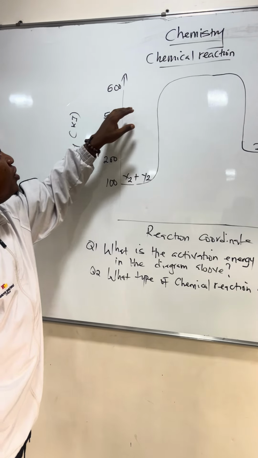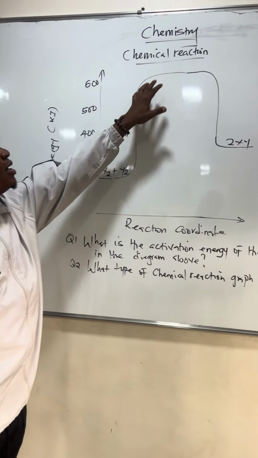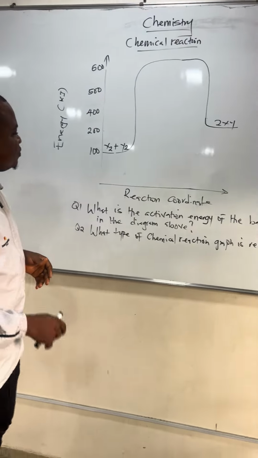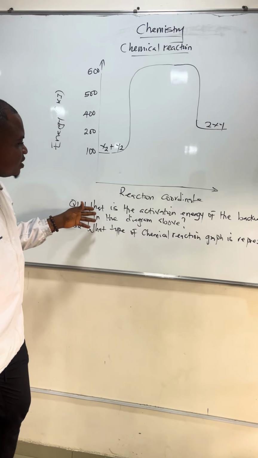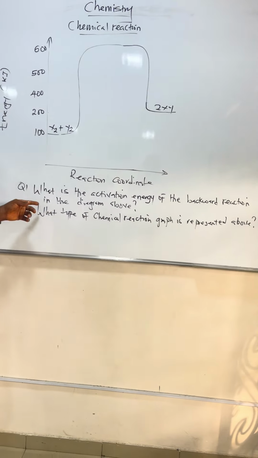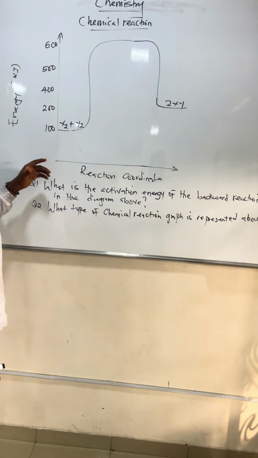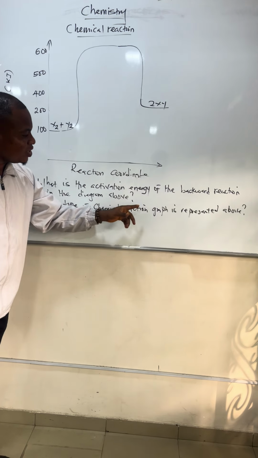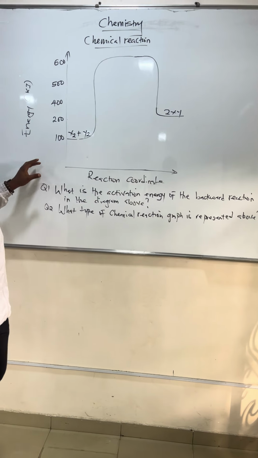Let's consider this question on the board on chemical reaction. Now, a graph as this is given. The question is, what is the activation energy of the backward reaction in the diagram above? There are two questions here. The second one is, what type of chemical reaction graph is represented above?